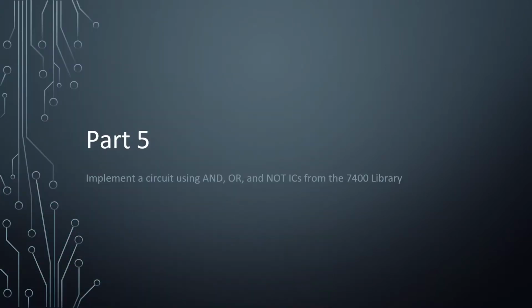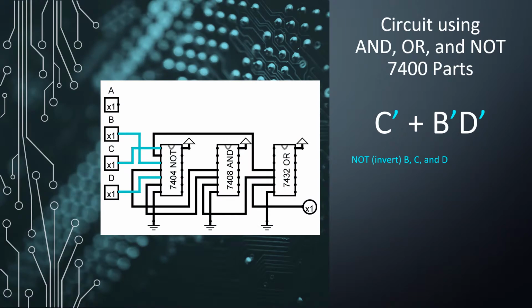In part 5 we design a circuit using the 7400 series of integrated circuits. First we invert B, C, and D with the 7404 NOT IC. Next, AND B0 and D0 using a 7408 IC. Last, we will use a 7432 IC to OR C0 with B0, D0.